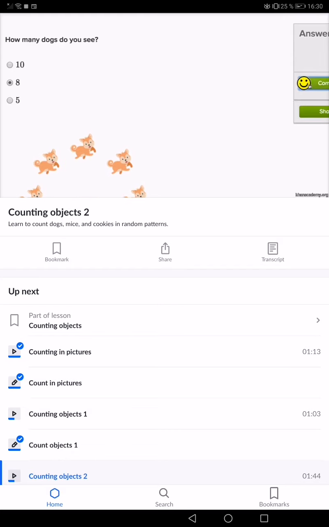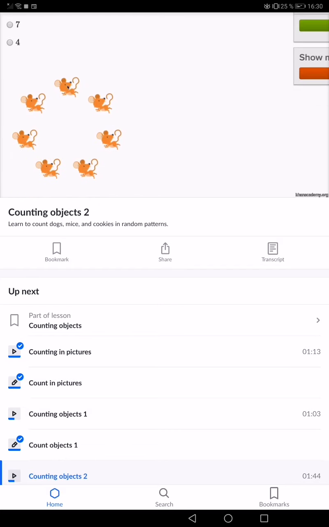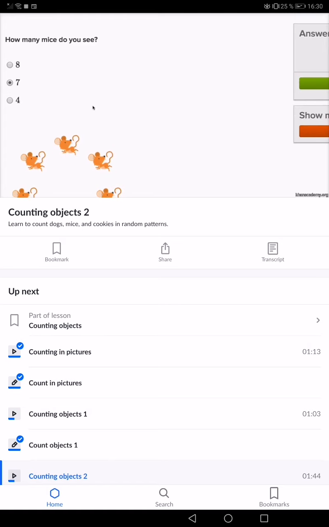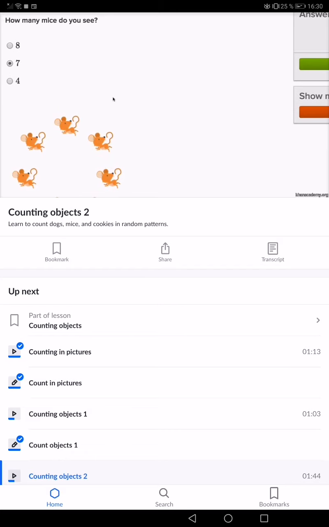So let's check our answer. Got it right. How many mice do you see? Same thing. I like to start with the top mouse. But we have to remember, if I'm going to start counting with the top mouse, I don't want to keep counting the top mouse. So 1, 2, 3, 4, 5, 6, 7. Now, you might be tempted to go 8, but we already counted this top mouse. So there's only 7 mice here. You've got to be careful not to keep going in circles and counting the mice over and over again. You only want to count each of the mice once.